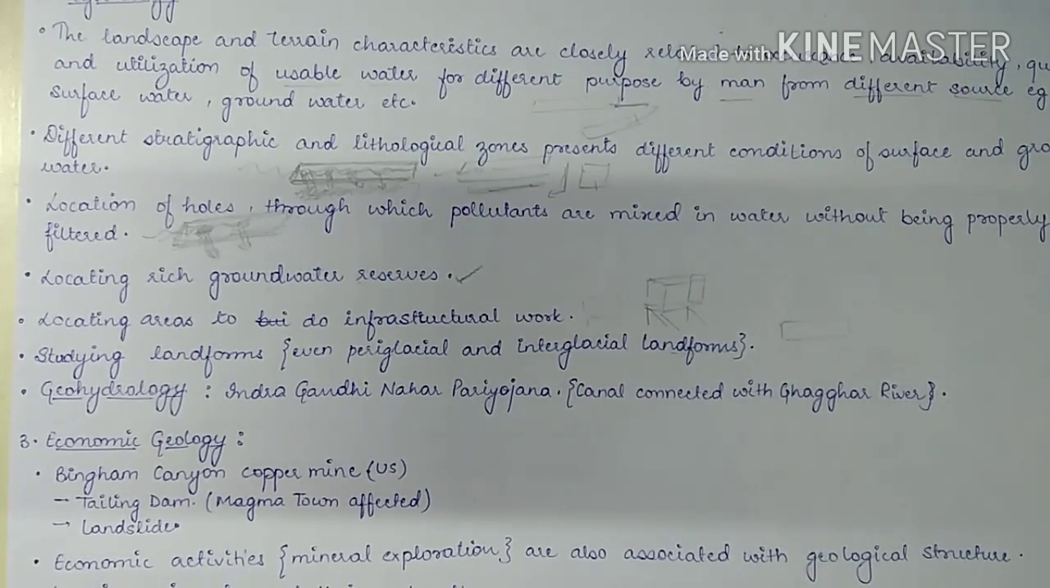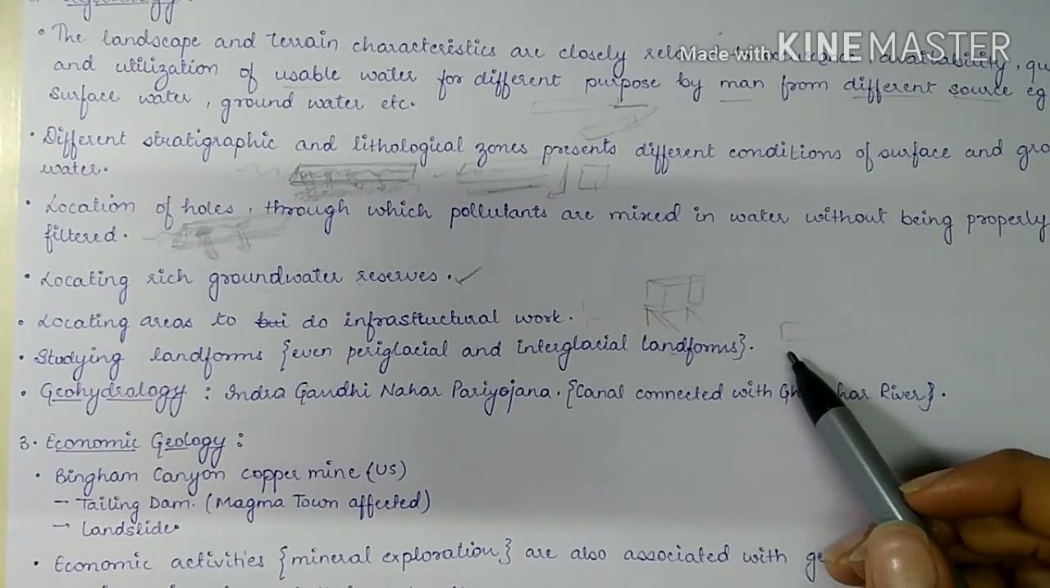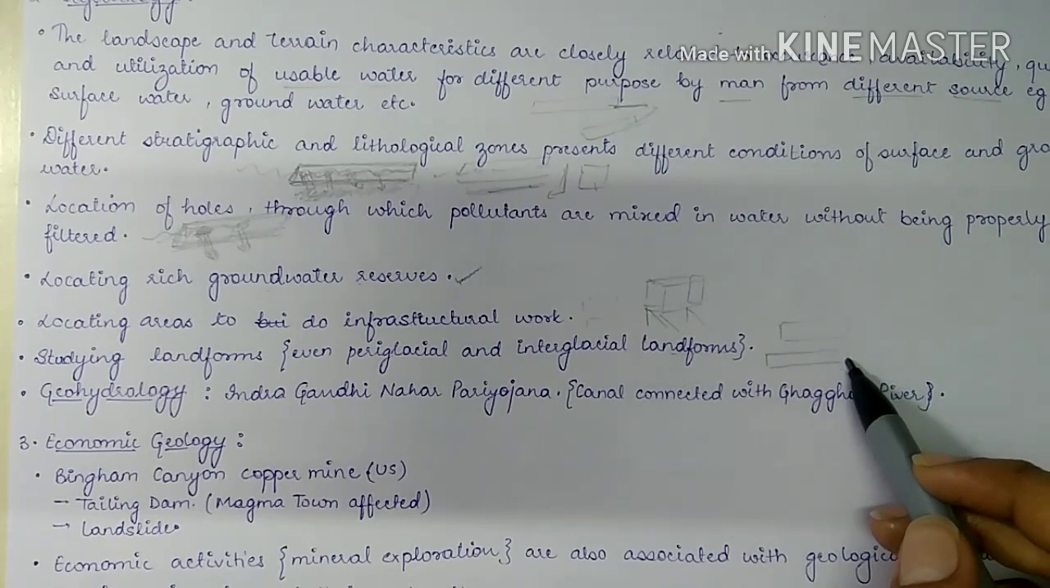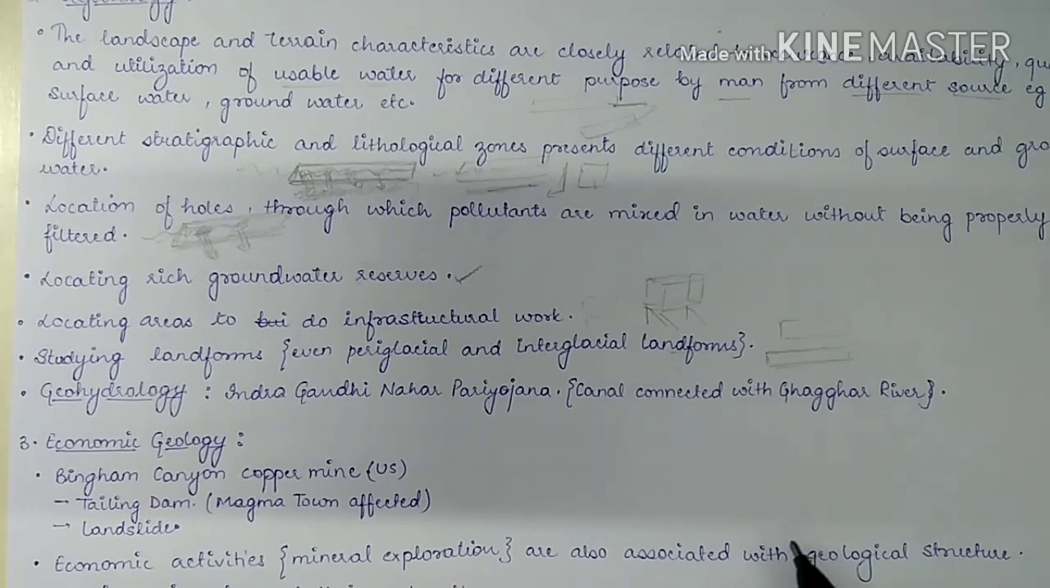Then aquifers can be constructed if we have a groundwater reserve. So aquifers are also constructed in areas where we have large groundwater reserves.